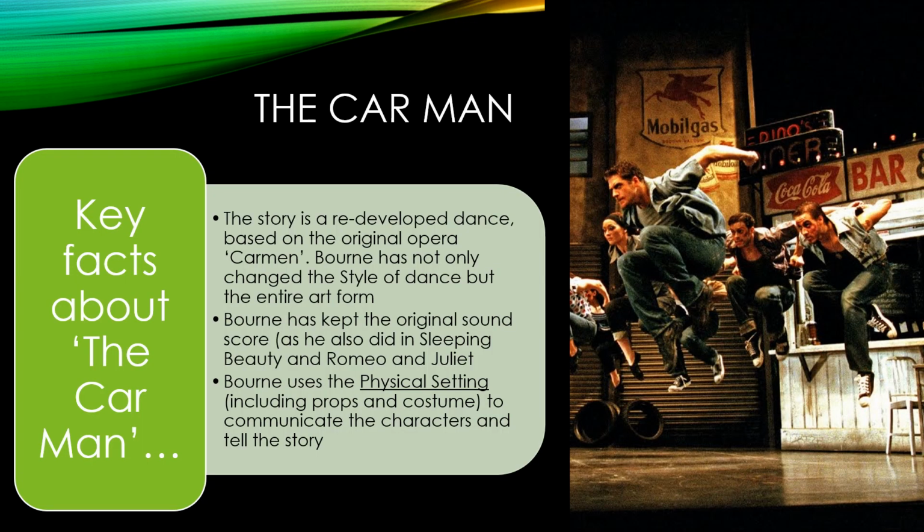One of the works which you will go on to look at towards the end of this unit is called The Carman. The Carman is a story that is redeveloped. It is based on the original opera Carman. Bourne has not only changed the style of dance, but the entire art form and presentation of this piece of theatre. He has kept the original sound score, as he did in other works such as Sleeping Beauty and Romeo and Juliet. Bourne uses a physical setting, including props and costume, to communicate the characters and tell the story.